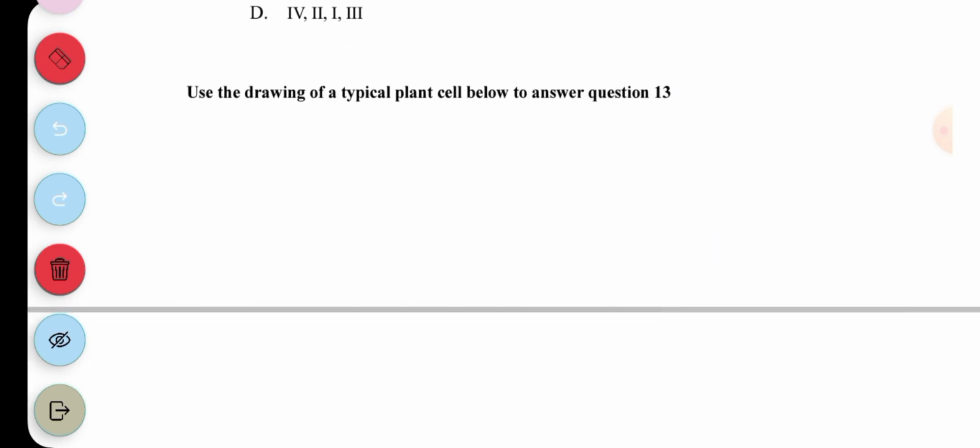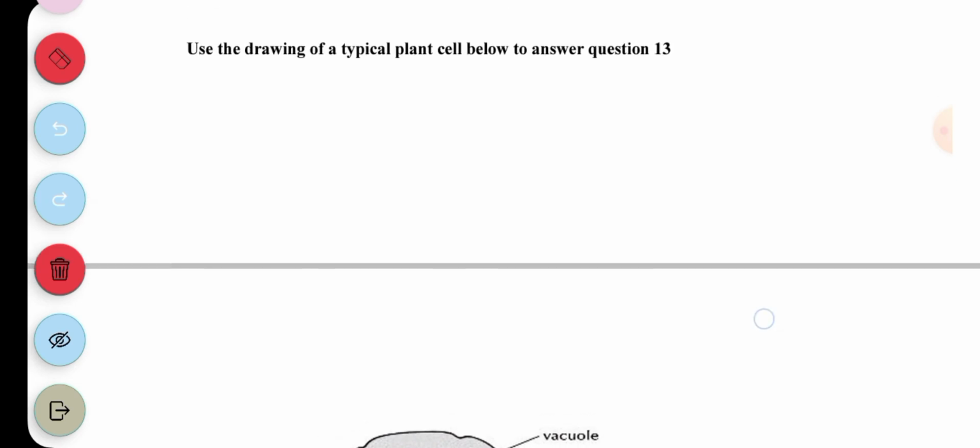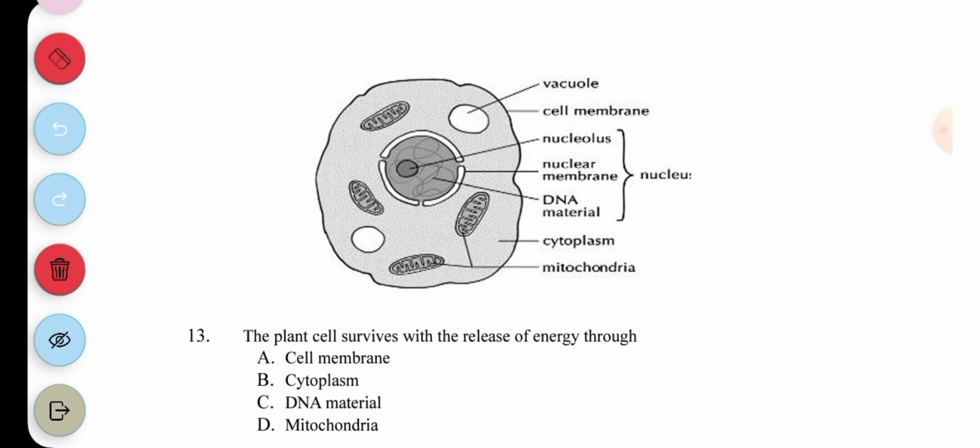Use the drawing of a typical plant cell below to answer question 13. So the plant cell survives with the release of energy through A, cell membrane, B, cytoplasm, C, DNA material, D, mitochondria. The answer to question 13 is D.